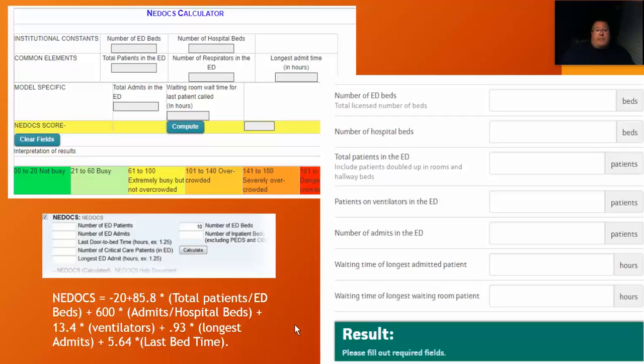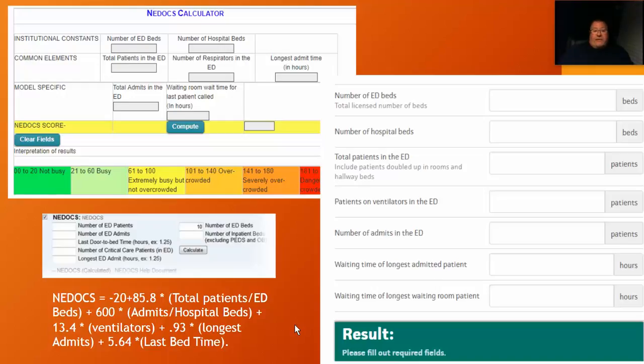This is an example of the NEDOCS calculator. These are screenshots from 3 different organizations. They're basically the same, where the ED staff would have to enter in this information manually and then get a result. Here's an example where the scoring is at the bottom here, and it corresponds to different colors. So for instance, this one, if the score was 120, the emergency department would be in an overcrowded state.